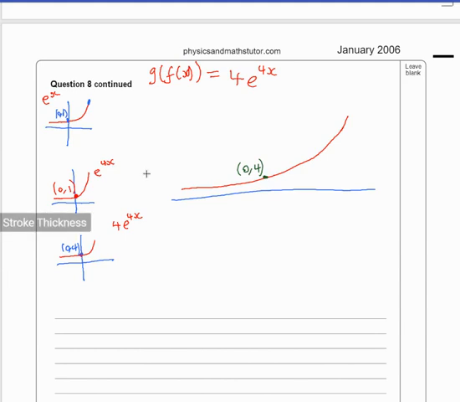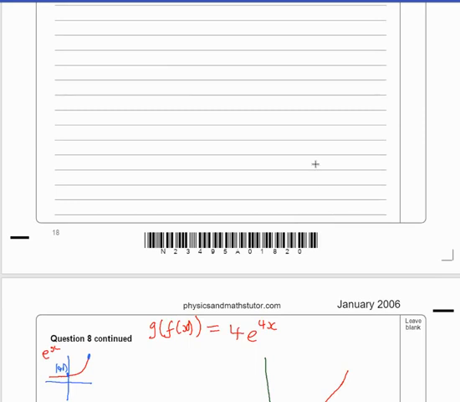Just to verify that, where we have a y-intercept, that is where x equals 0. So if I substitute x equals 0, I have 4 e to the power of 4 times 0, which equals 4 e to the power of 0, which equals 4 times 1, because e to the power of 0 is 1, which equals 4.